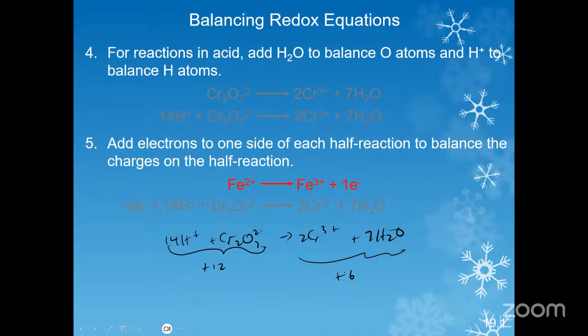So the question now becomes, to which side do we add electrons, and how many electrons do we add? Now remember, each time you add an electron to any side, you're reducing the total charge on that side by 1. So therefore, what I would do is add 6 electrons to this side, right? Because by adding 6 electrons to this side, I'm adding 6 negative charges to the plus 12 charge. 12 minus 6 gives you plus 6, which balances with the plus 6 on the right side. All right? So basically, that's what you do to balance the charges.